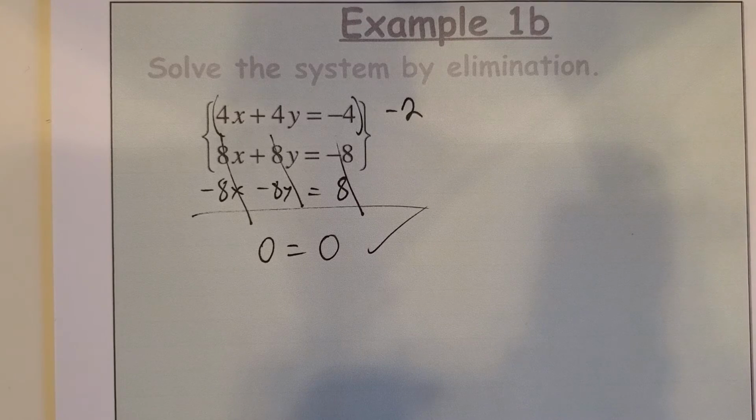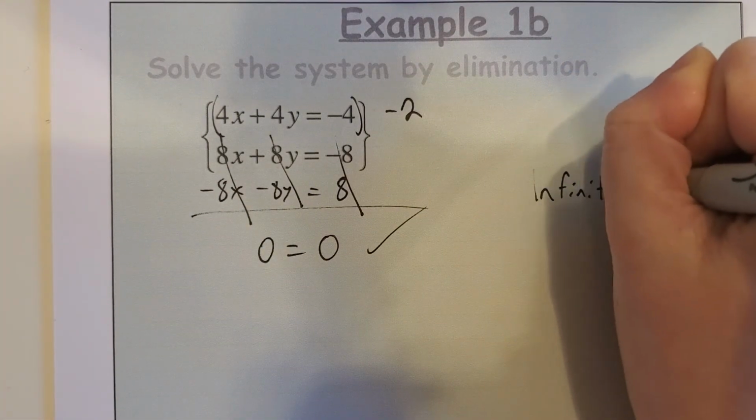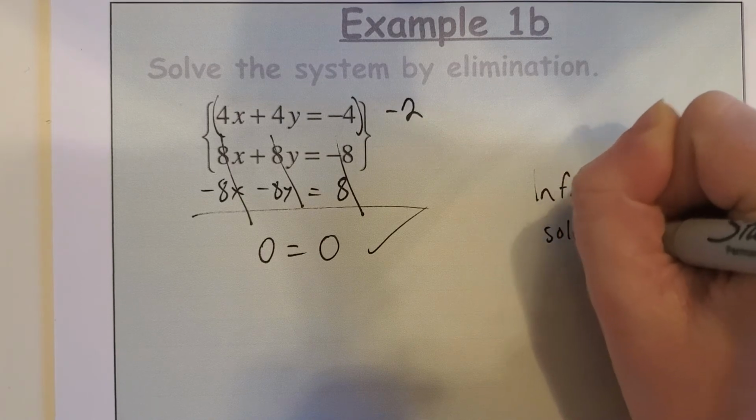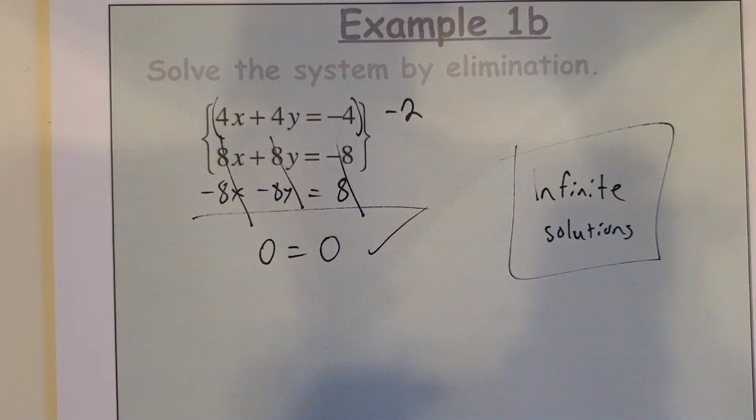For something like this, where you get the same number on both sides of the equal sign, 0 does equal 0. If you got something like 5 equals 5, that does make sense, even though you're not used to seeing stuff like that. So my point is, this is an example of an infinite solutions type of problem. Okay?